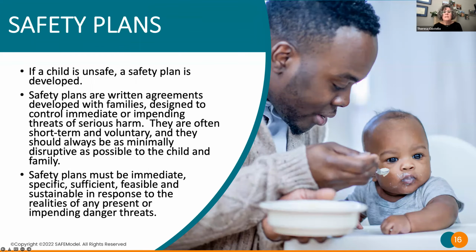They also have to be feasible and sustainable. It has to be something that can continue. We don't know how long it's going to take to build up and work on the protective capacities, or to get to a point where we might be able to return a child home if we've had to remove them. So we have to have some kind of a sense about the sustainability of our safety plan, given the realities of the present or impending danger threats. And we'll talk a little bit more about how to think through some of those.